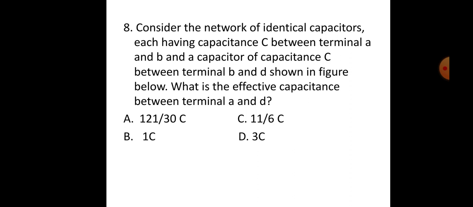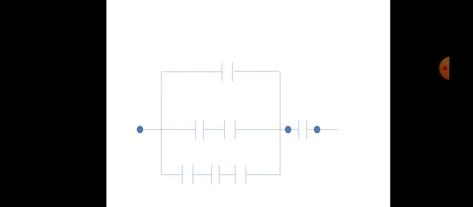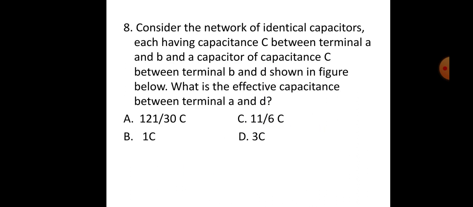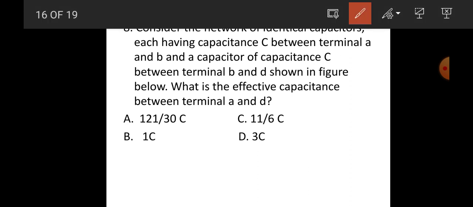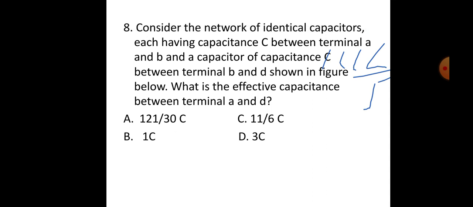Question number 8. Consider the network of identical capacitors, each having a capacitance C between terminal A and B and a capacitor of capacitance 11C. ይሄኛው C የሚለው C አይደለም እሱኛው ማለት ነው። እሱን ላስተካክለው እዚህ ጋር ይሄ C ሳይሆን 11C over 5 ነው። 11C over 5 between terminal B and D shown in figure below. What is the effective capacitance between terminal A and D? Effective capacitance means total capacitance of the capacitor.